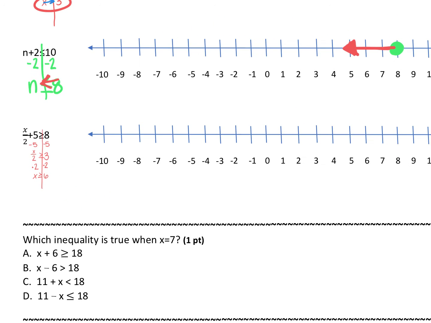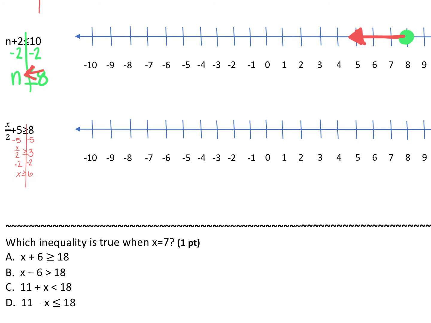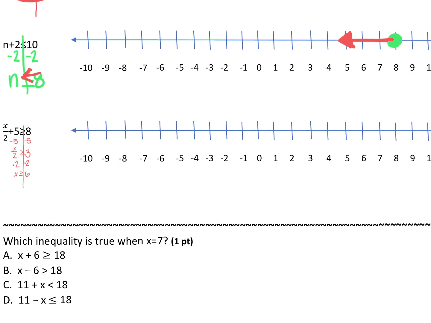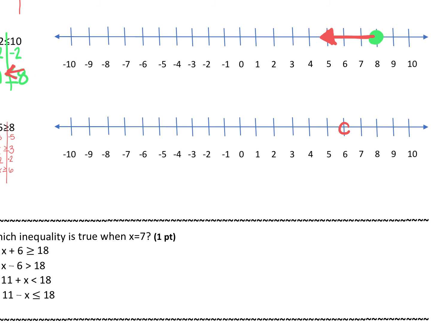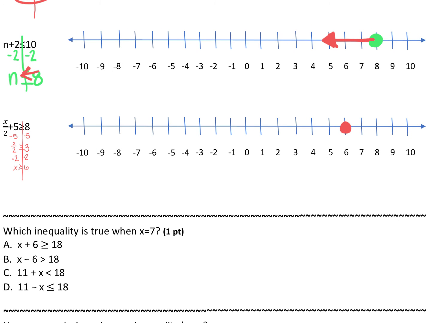Again, we're going to go over to our number line. Our circle goes on 6 here. All right, so we are heading over to our number line, and we're going to put our circle on 6. And again, because it's x is greater than or equal to 6, our circle is going to be filled in because it could be equal to. And again, that's the greater than symbol. So because it's greater than or equal to, our arrow is going to go off to the right here.